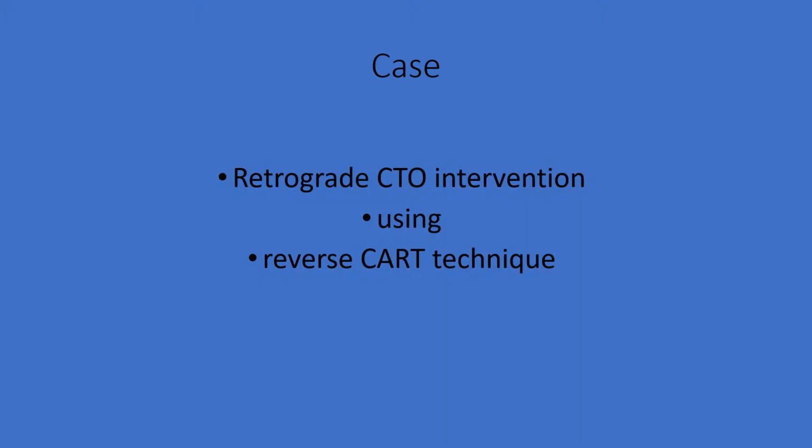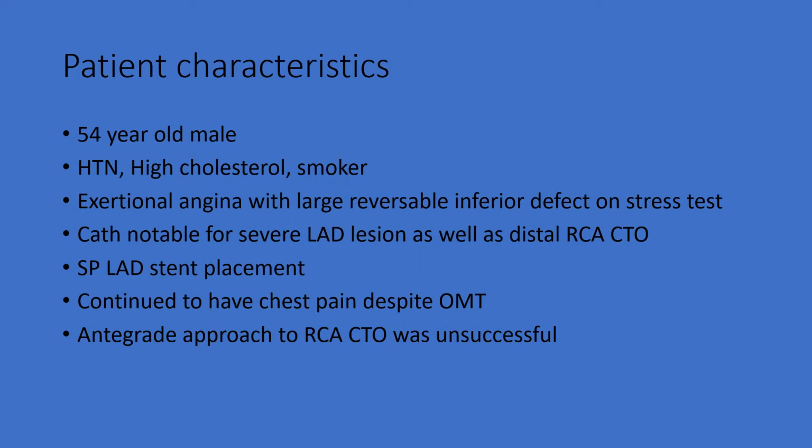Now let's go to our case. It's a CTO intervention using retrograde technique, specifically utilizing the reverse controlled antegrade retrograde tracking technique. These are the patient's characteristics. He's a 54-year-old gentleman with multiple risk factors for coronary artery disease, including hypertension, hypercholesterolemia, who's an active smoker.